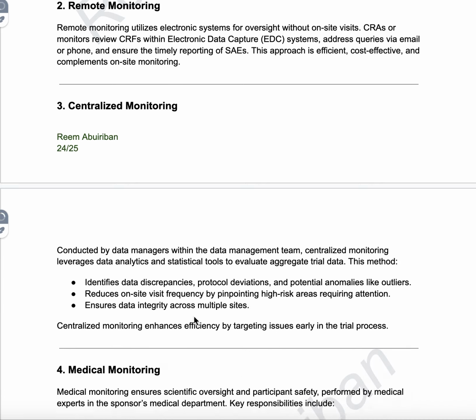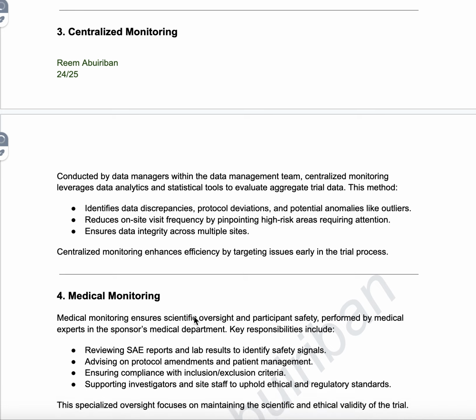Then the centralized monitoring, conducted by data managers within the data management team. Centralized monitoring leverages data analytics and statistical tools to evaluate aggregate trial data. These methods identify data discrepancies, protocol deviations, and potential anomalies like outliers. Reduces on-site visit frequency by pinpointing high-risk areas requiring attention. Ensure data integrity across multiple sites. Centralized monitoring enhances efficiency by targeting issues early in the trial process.